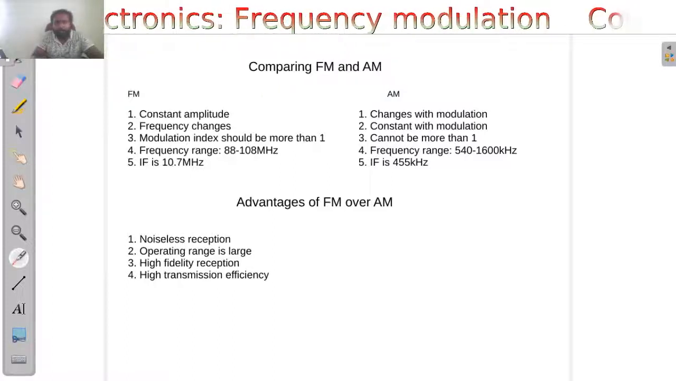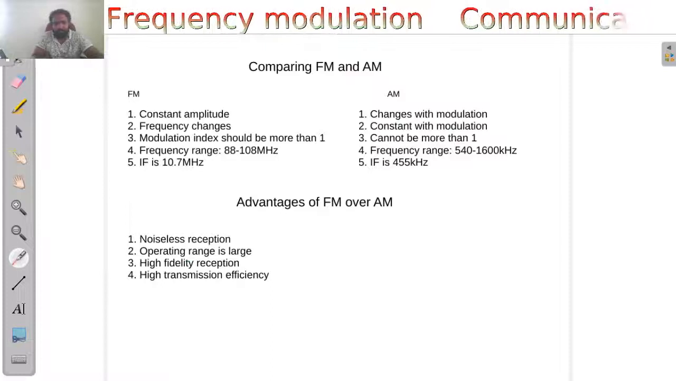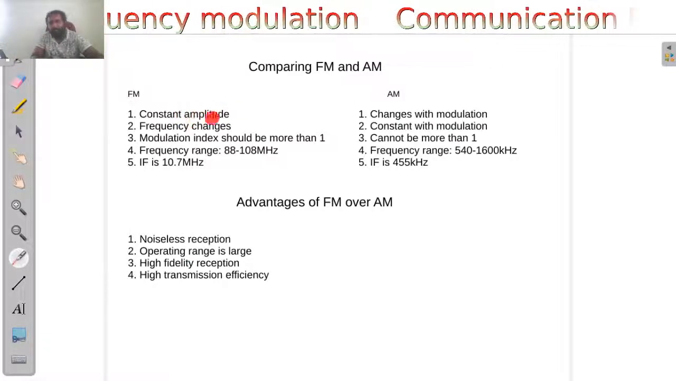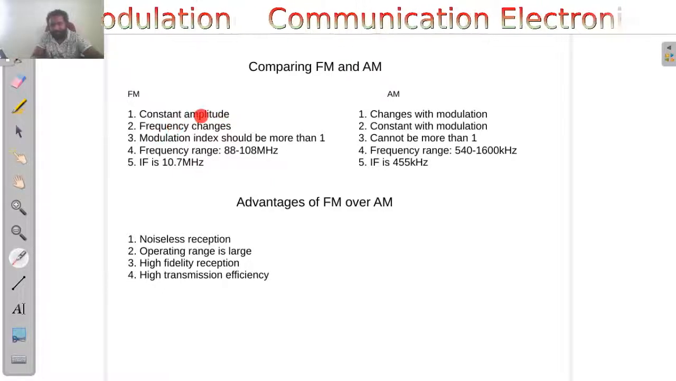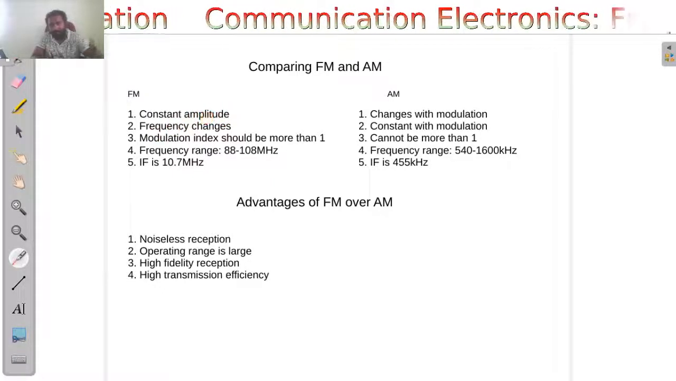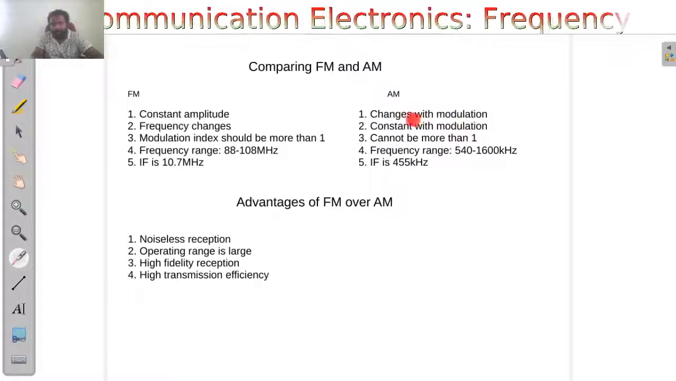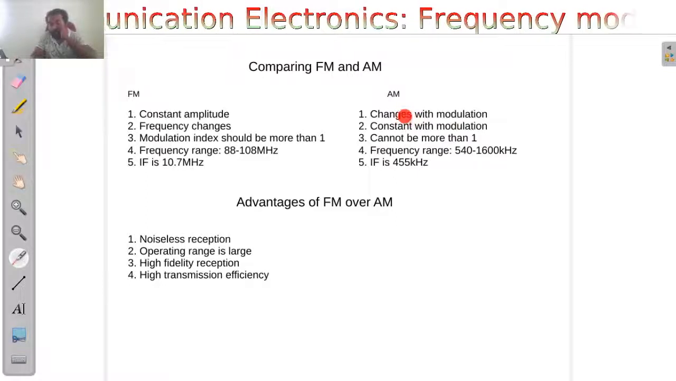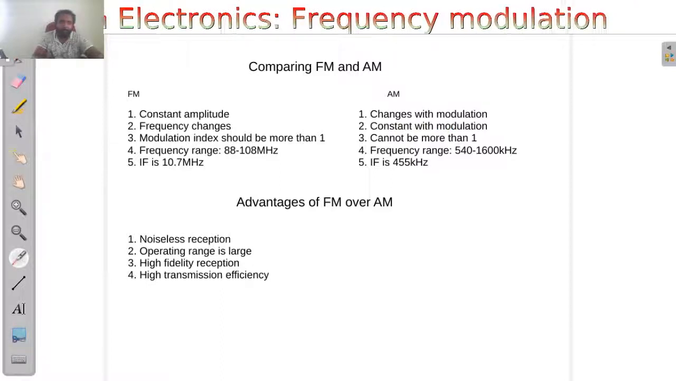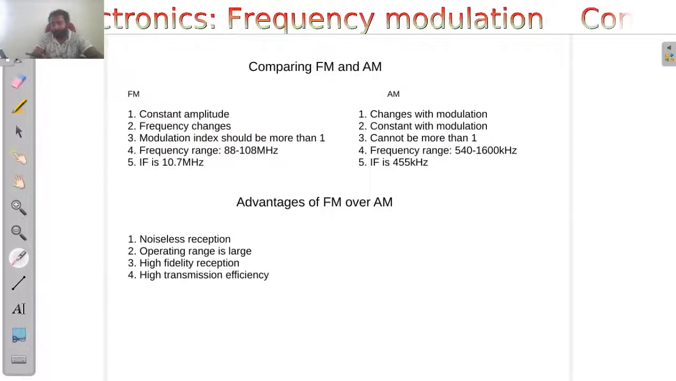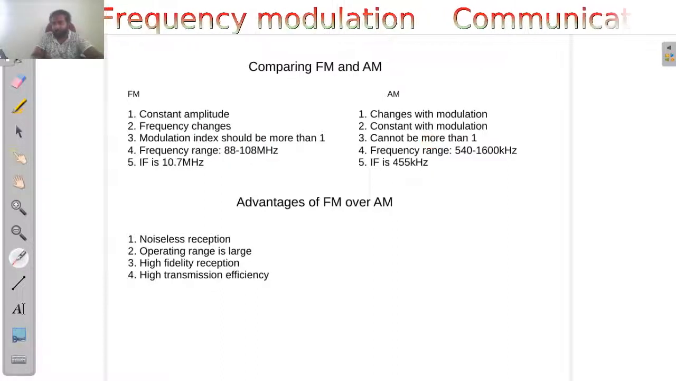Alright, now when you compare AM and FM, it is like this. In the case of FM, the amplitude is a constant because we are modulating the frequency. That is why the frequency is changing and the amplitude is a constant. But the reverse is the case for amplitude modulation: the amplitude of the AM signal changes, but the frequency is a constant. In frequency modulation, the modulation index should be much greater than 1, but in amplitude modulation, it should be smaller than 1.